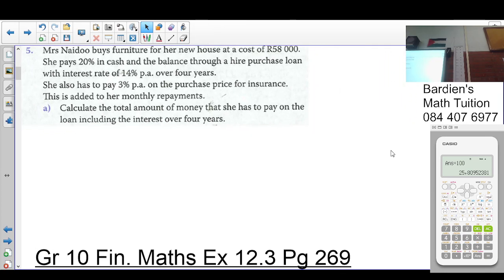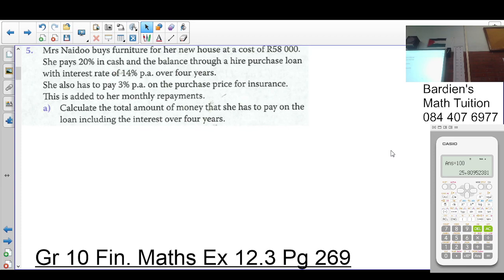Okay, we are told that Mrs. Naidu buys furniture for a new house at the cost of 58,000 rand. She pays 20% in cash and the balance through hire purchase, with an interest rate of 14% per annum over 4 years. She also pays 3% per annum on the hire purchase price for insurance. This is added to a monthly repayment. Calculate the total amount of money she has to pay on the loan, including the interest over 4 years.